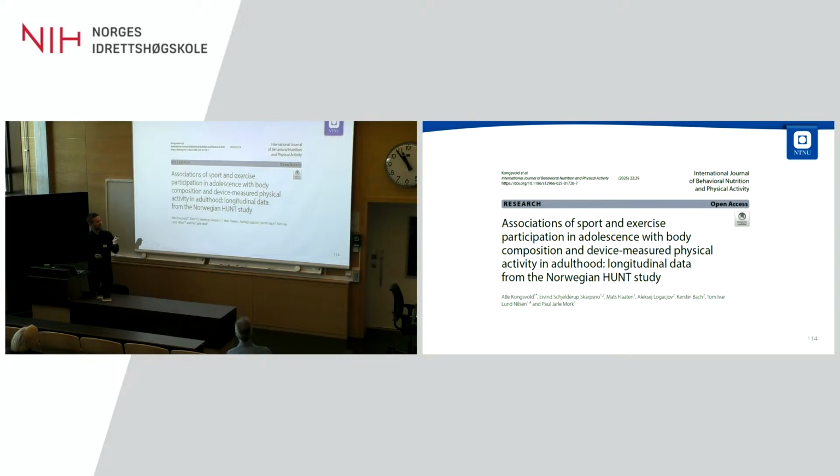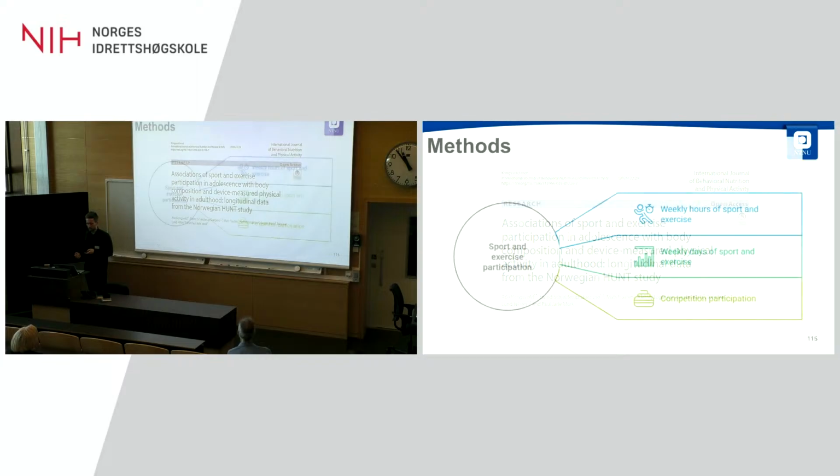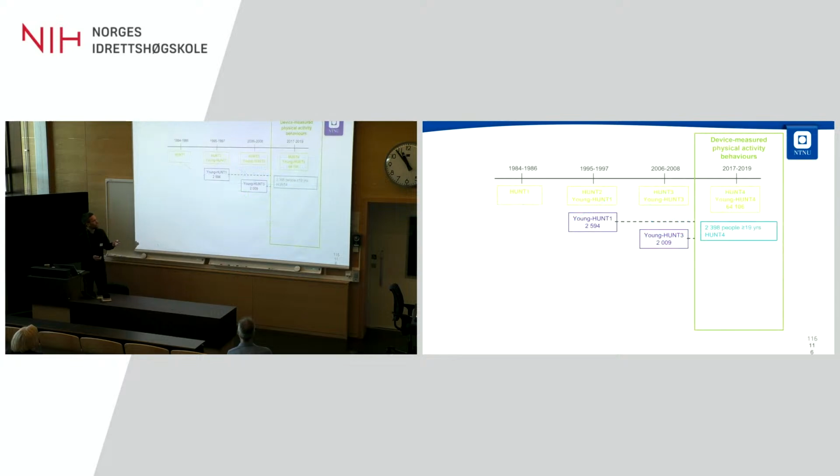Then we also looked at the association between sport and exercise during adolescence, and body composition and also activity during adulthood. So people were asked how many hours and days do you spend in sport and exercise each week. Here we use Young-HUNT 1 and Young-HUNT 3 as baseline with follow-up in HUNT 4.